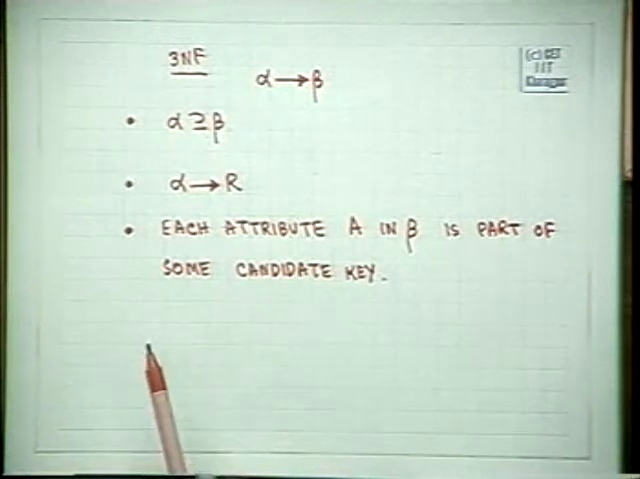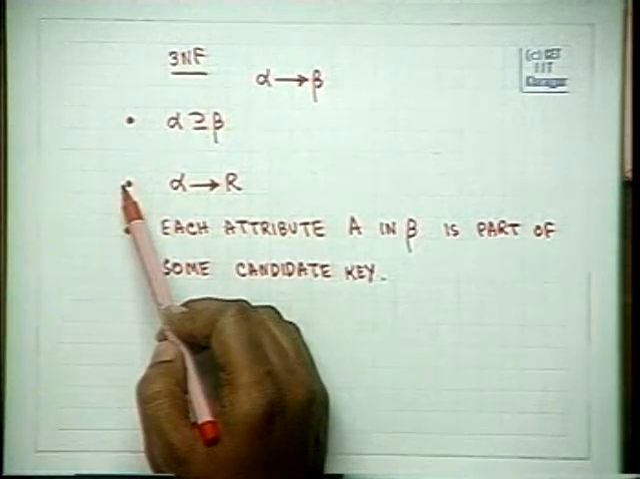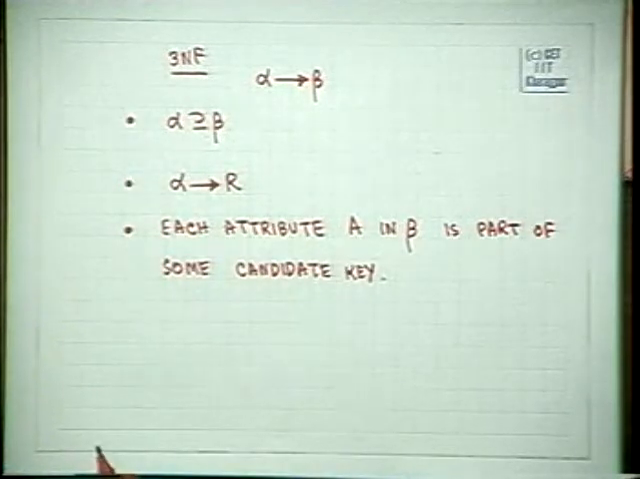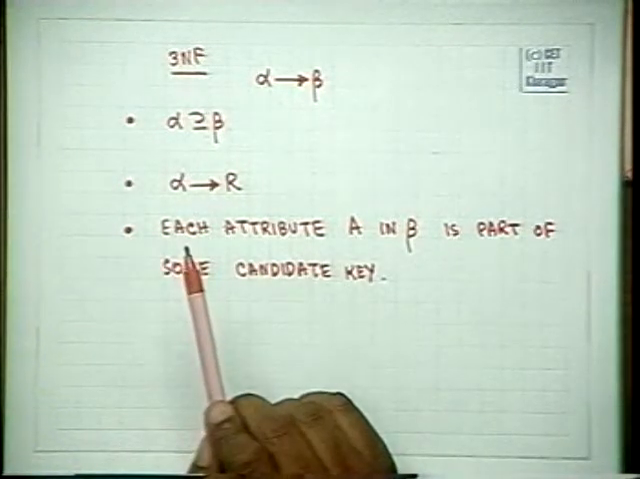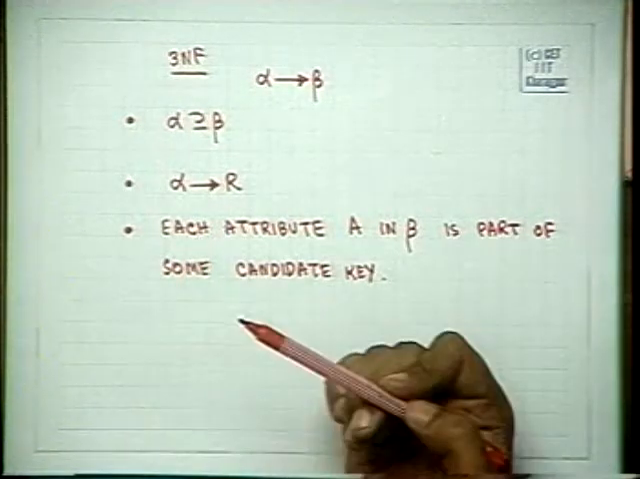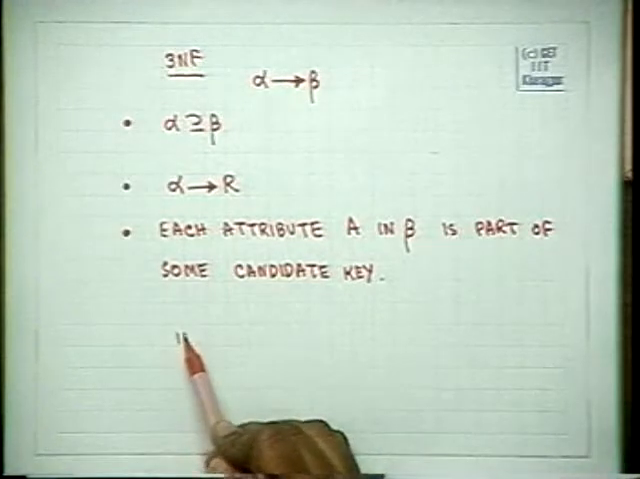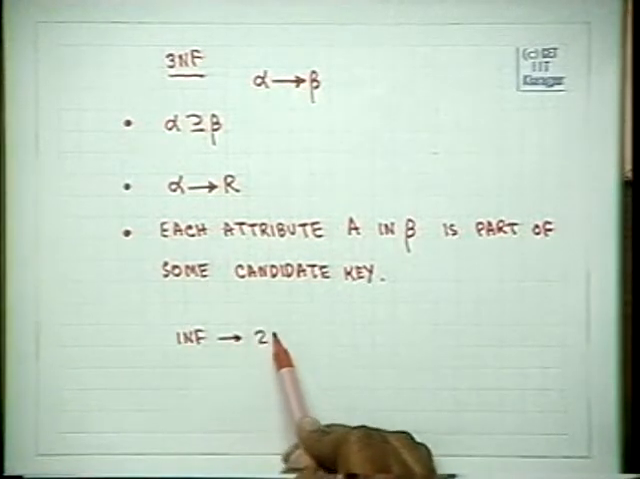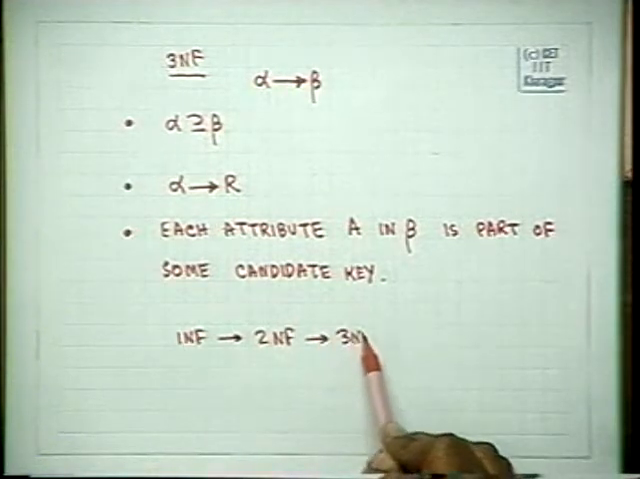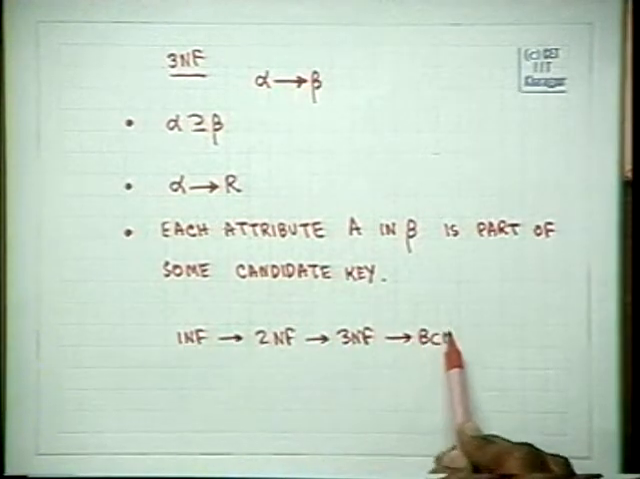Now, what is Boyce-Codd normal form? These two, and these three forms 3NF. Therefore, a relation which is in Boyce-Codd normal form is definitely in 3NF. Any relation which is in Boyce-Codd normal form is definitely in third normal form. So we have got this hierarchy: first normal form 1NF, 2NF, 3NF, BCNF.